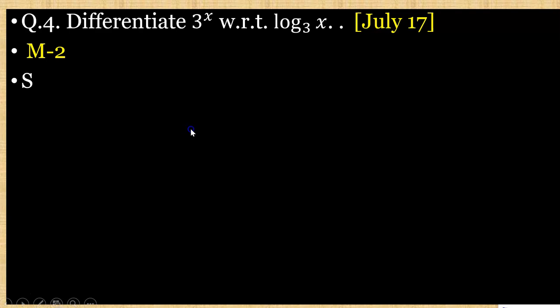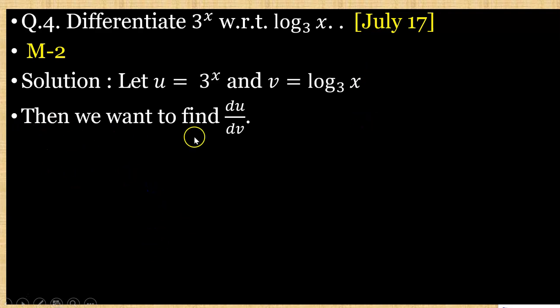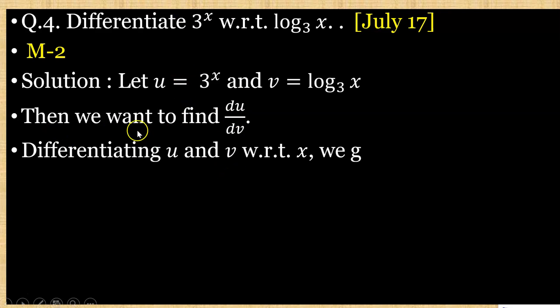Question number 4. Differentiate 3 raised to x with respect to log of x to the base 3, July 17. This example was asked in March 2. Solution: u is equal to 3 raised to x and v is equal to log of x to the base 3. Then we want to find out du/dv, that is, differentiate 3 raised to x with respect to log of x to the base 3. That is nothing but du/dv.